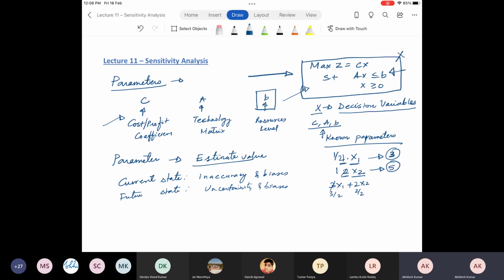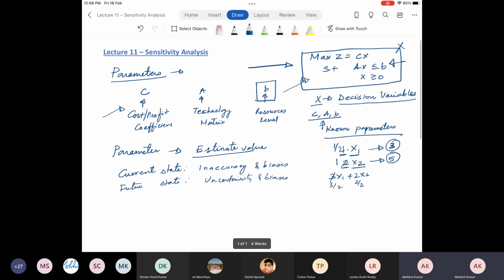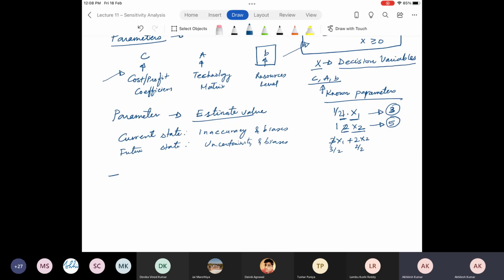So what we want to understand is that this linear program should not become useless. Just based on the last solution which I have found, I try to accommodate the new changes and see where all I can accommodate those new changes. So there are two possibilities for parameters.